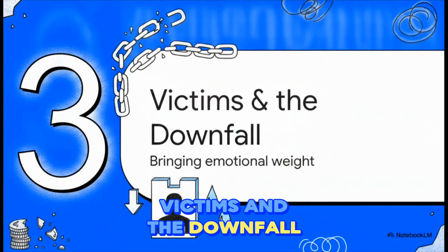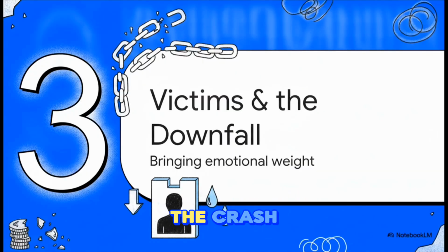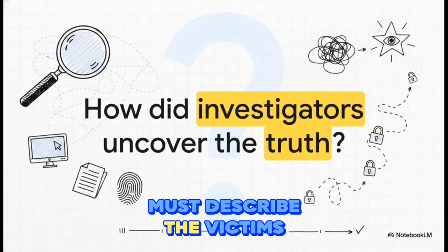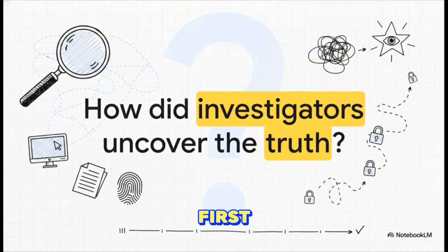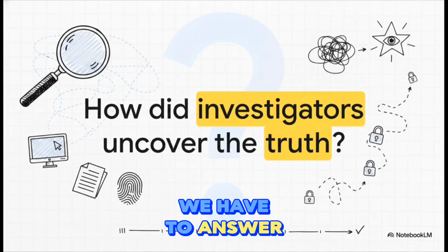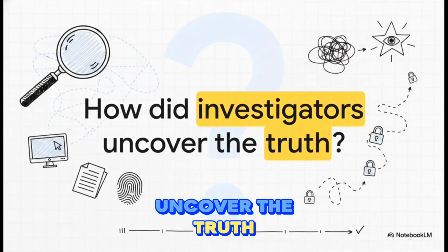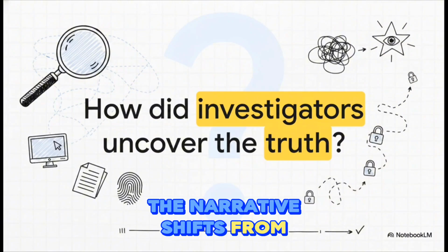All right, on to Section 3, victims and the downfall, bringing emotional weight to the crash. The source dictates that we absolutely must describe the victims and the financial impact first. But immediately after that, we have to answer this really vital question. How did investigators actually uncover the truth? This is the moment the narrative shifts from being just a tragedy into a full-blown detective story.